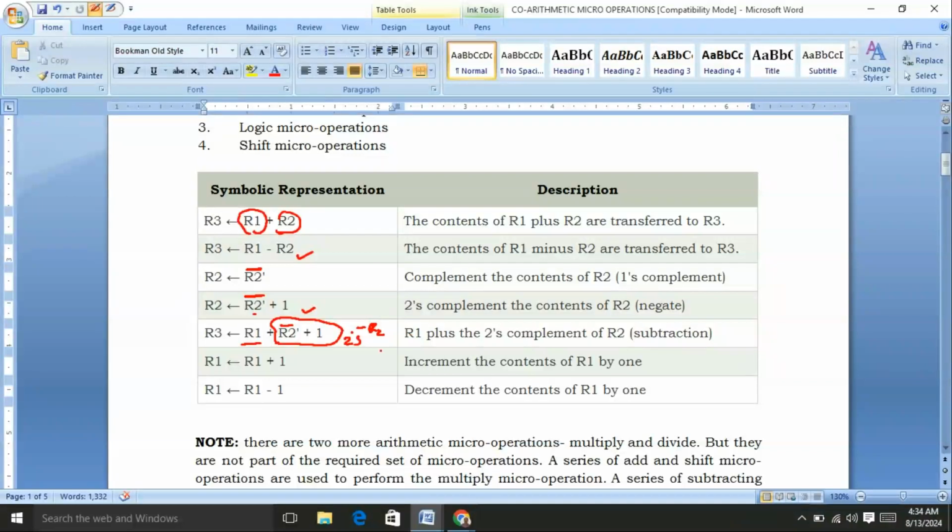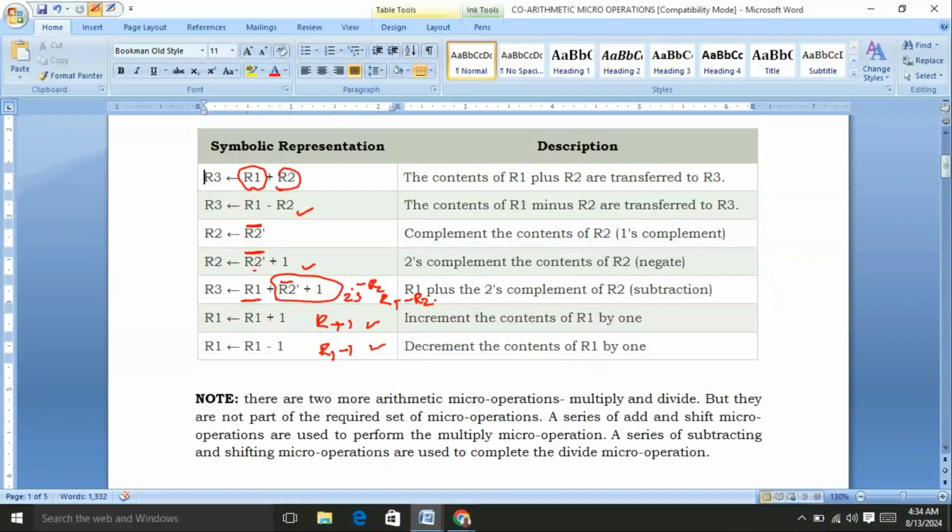So when the 2's complement represents minus R2, this is the actual subtraction. This means R1 minus R2, so the content of R2 is subtracted from R1. This is simple subtraction. And here we add R1 plus 1, that means this is increment. This is R1 minus 1, this is decrement. So this is increment and this is decrement. These are the micro operations in computer organization.